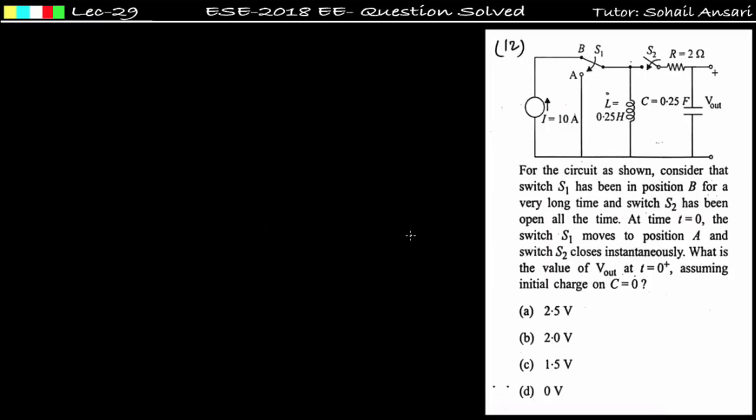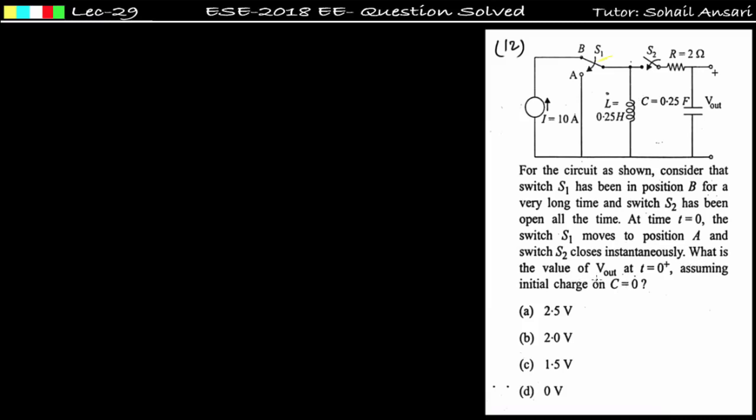This is a transient question. What does it say? For the circuit shown, consider that switch S1 has been in position B for a very long time. S1 is at position B for a very long time, meaning the network is at steady state, and switch S2 has been open for all the time. At time t is equal to 0, switch S1 moved to position A and switch S2 closed instantaneously. At t is equal to 0, switch S1 moved from position B to A and S2 has been closed.